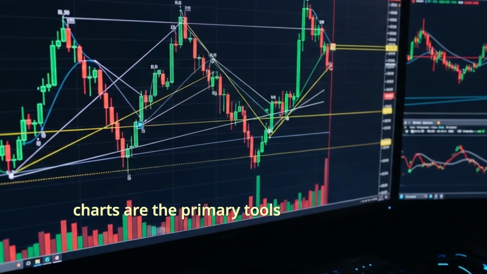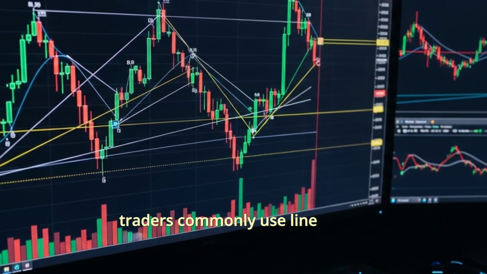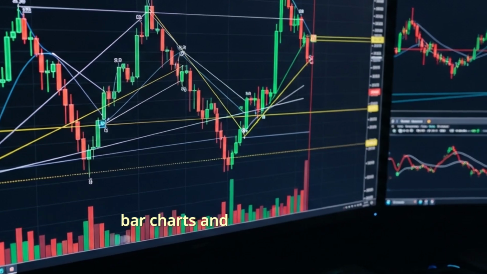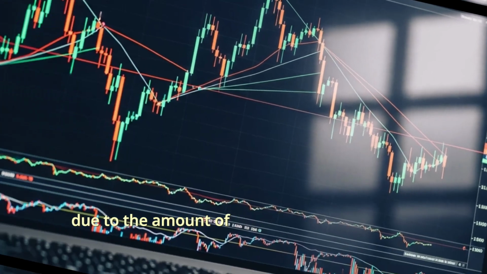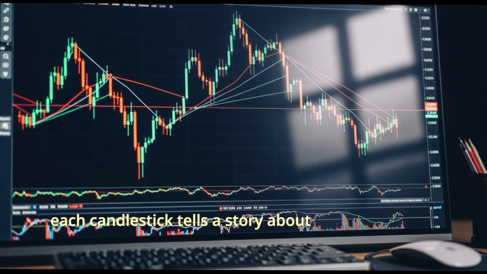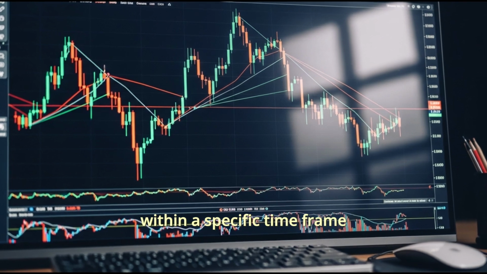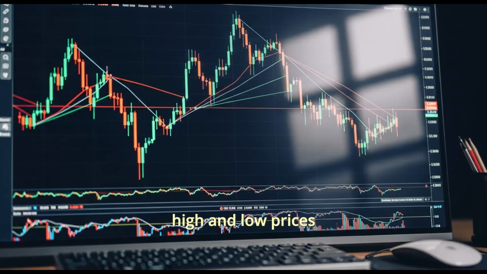Charts are the primary tools used in technical analysis. Traders commonly use line charts, bar charts, and candlestick charts, with candlesticks being the most popular due to the amount of information they convey. Each candlestick tells a story about price movement within a specific time frame, showing the opening, closing, high, and low prices.